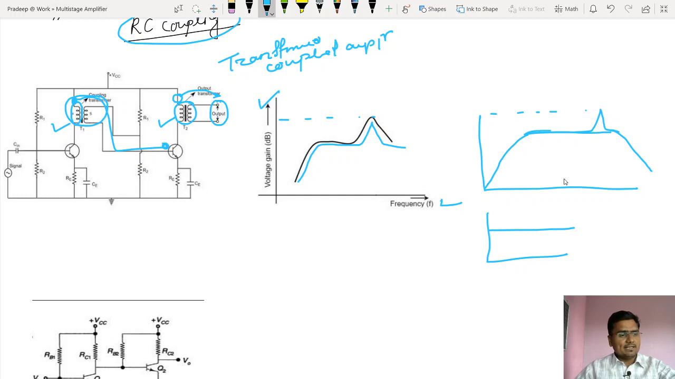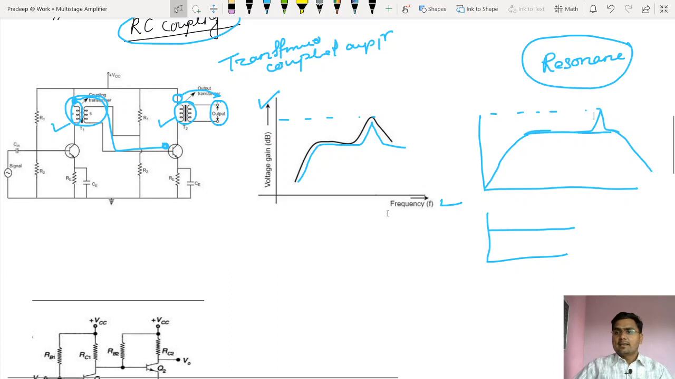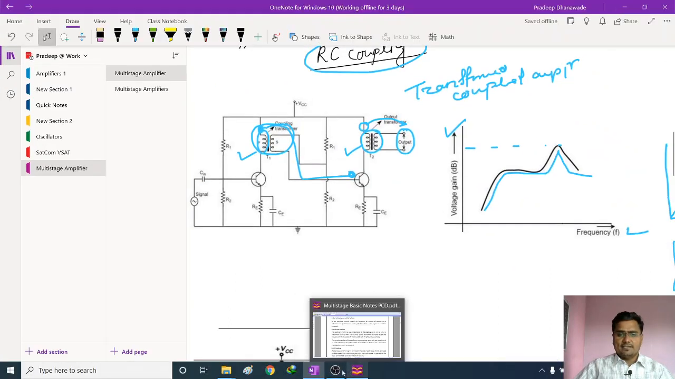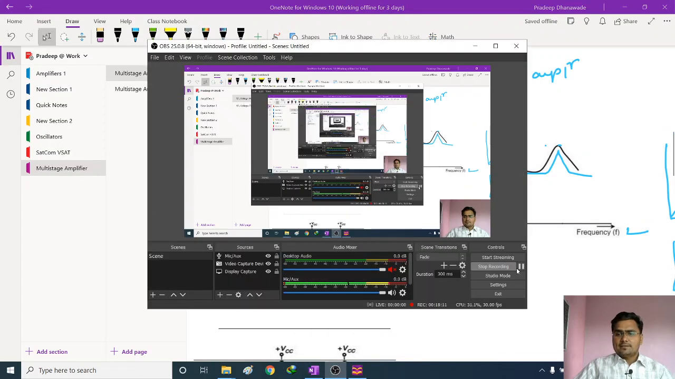That peak has a specific reason. Whenever there is an inductor, a transformer, it is a coil, and that coil has a resonance. Because of that resonance we are getting that peak, that is, the maximum gain we will get at that frequency.